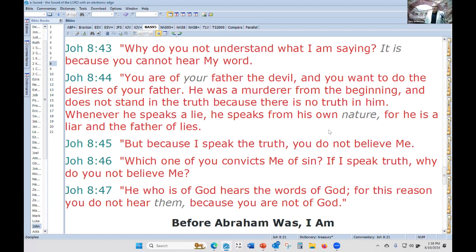Whenever he speaks a lie, he speaks from his own nature, for he is a liar and the father of lies. Because I speak the truth, you do not believe me. Which one of you convicts me of sin? If I speak truth, why do you not believe me? Ooh, ouch. You know why they don't want to believe him? Because they want to be the owners of the truth. They want to have it all locked up and divvied out. They want to rule. It's all about politics. Power.